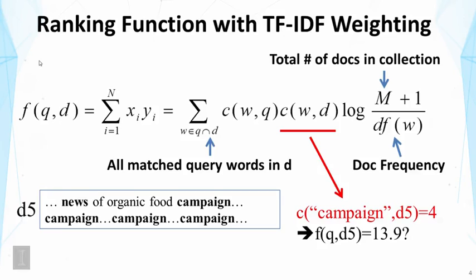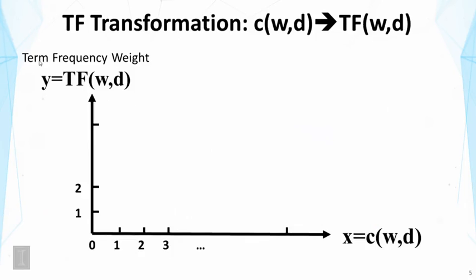So if you're thinking this way, it seems that we should restrict the contribution of a high count of a term. And that is the idea of TF transformation. So this transformation function is going to turn the raw count of a word into a term frequency weight for the word in the document. So here I show in x-axis the raw count, and in y-axis I show the term frequency weight.